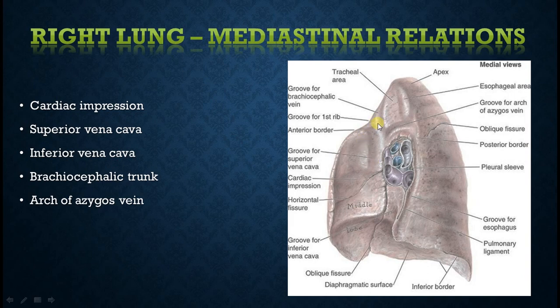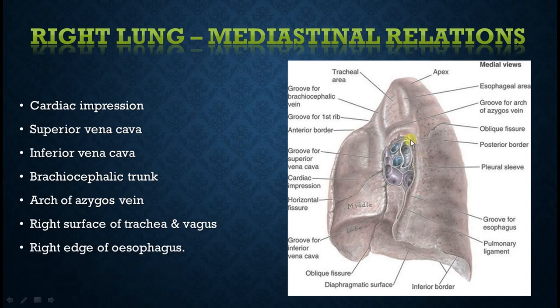Then behind the groove for the brachiocephalic vein, you have an area for the brachiocephalic trunk artery, the right-sided first branch from the aorta. Behind that you have the tracheal area for the right edge of the trachea, and then the vagus nerve. Then exactly behind the hilum, you have an area for the right edge of the esophagus. Only one side is seen because the esophagus deviates to the left side twice.